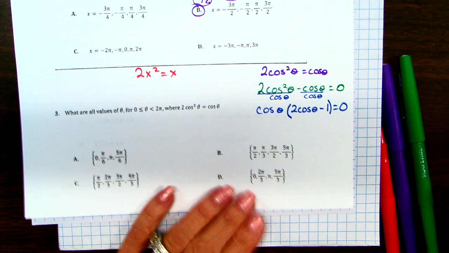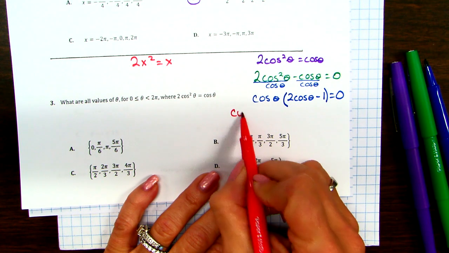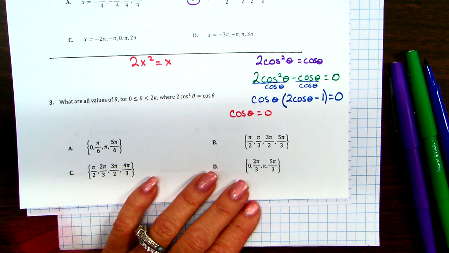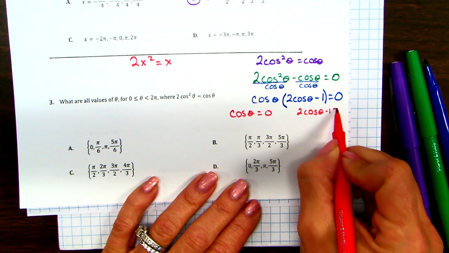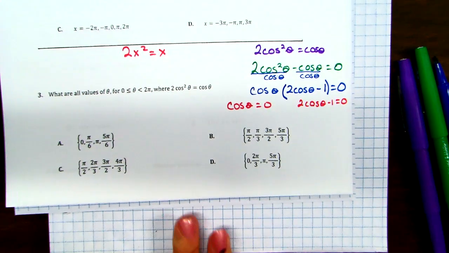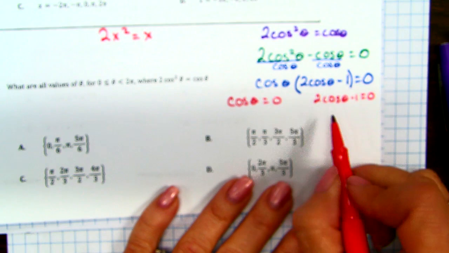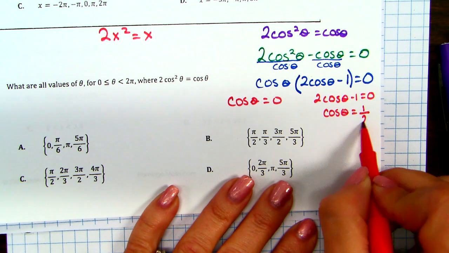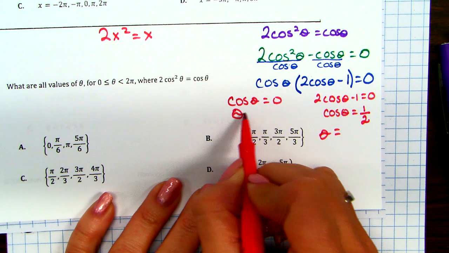Once you get to this stage, you can just set each of these equal to 0 separately. So I have cosine theta equal to 0, and there's nothing to solve there. And I have 2 cosine theta minus 1 equals 0, and I can do a little bit of work there. Add 1, divide by 2 to get cosine by itself. So let's see what our answers are.